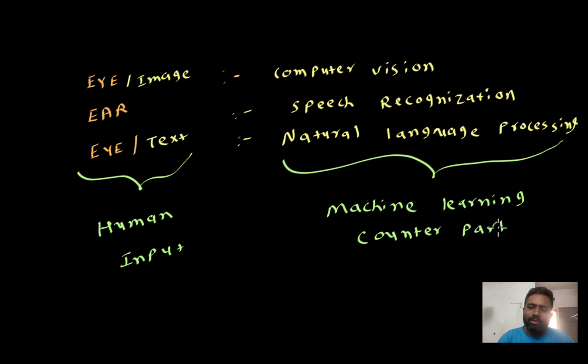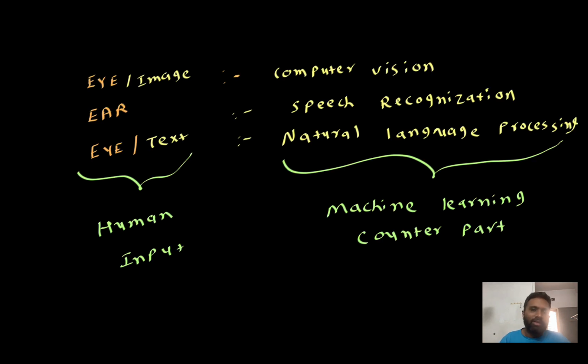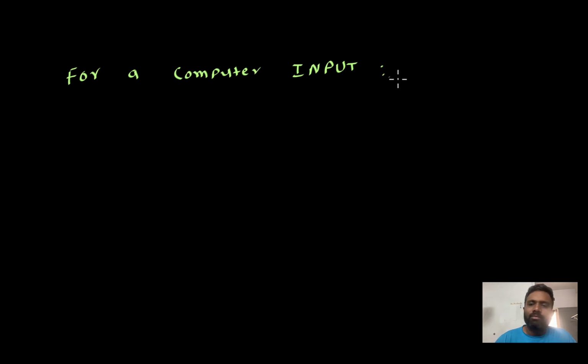Many of you might be aware of the general computer system. A computer or a machine usually takes input, and the input, or data, is always binary or a number, a certain number.